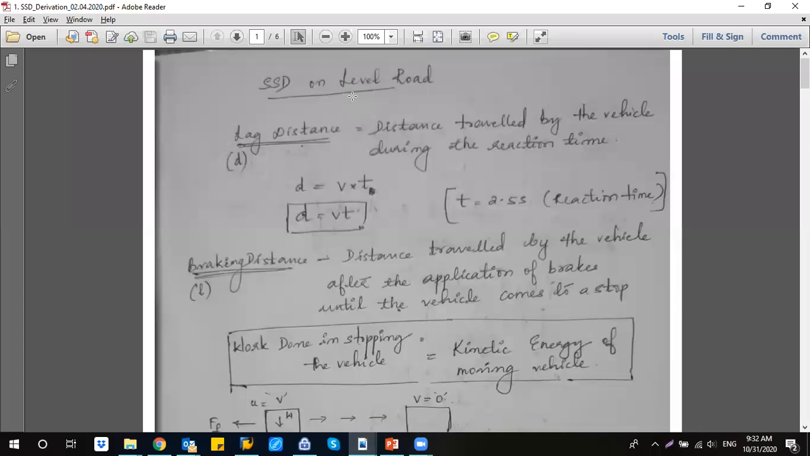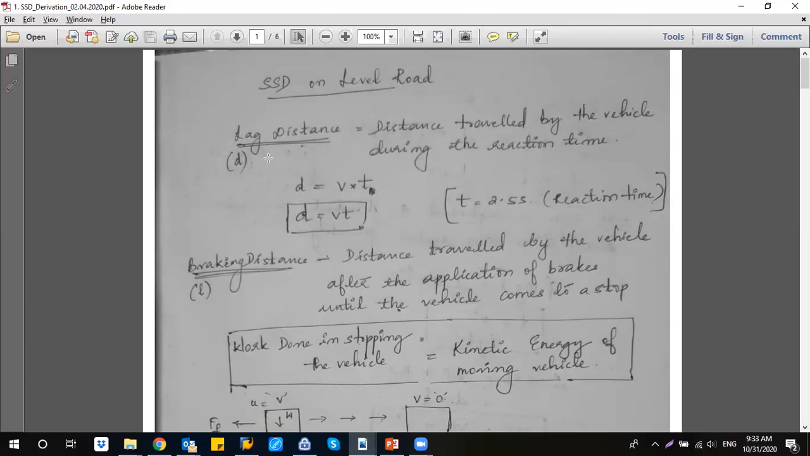When we do the analysis of SSD, generally the SSD is the sum of the lag distance and the braking distance. I'll tell you what it is. The lag distance is the distance traveled by the vehicle during the reaction time. Now you would have understood what the reaction time is, right? The distance traveled by the vehicle during the reaction time is the lag distance, and since it's a distance, it is represented as D.